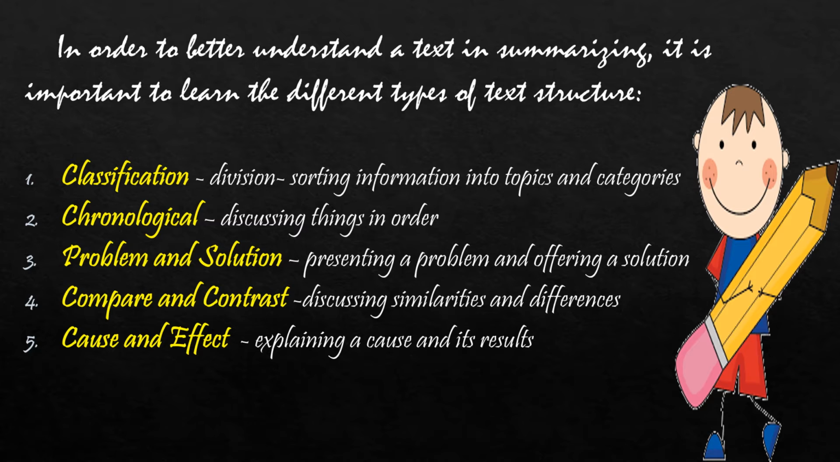In order to better understand the text in summarizing, it is important to learn the different types of text structures. First is classification, or division, sorting information into topics and categories. Second, chronological, discussing things in order. Third, problem and solution, presenting a problem and offering a solution. Fourth, compare and contrast, discussing similarities and differences. Fifth, cause and effect, explaining a cause and its result.